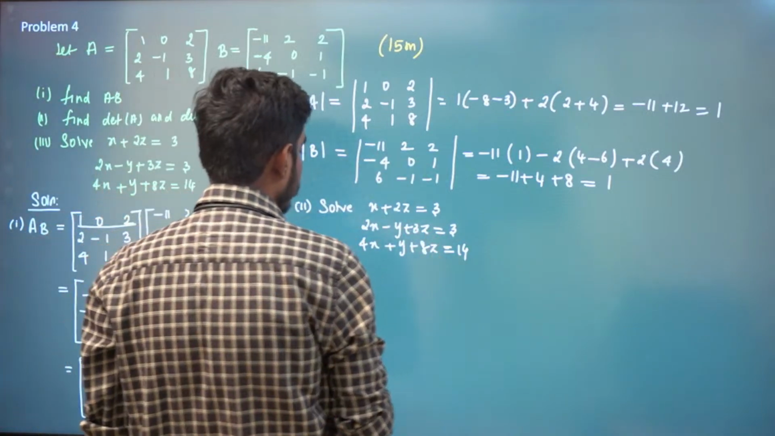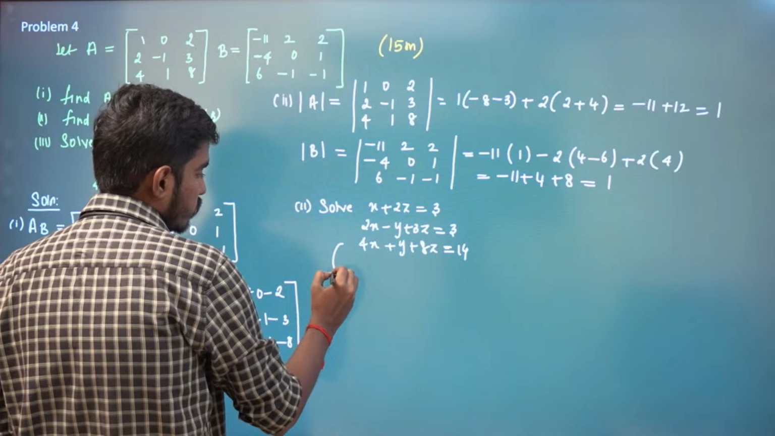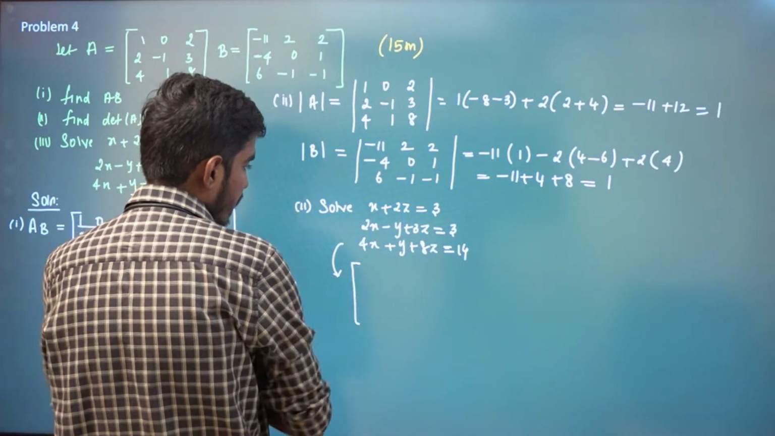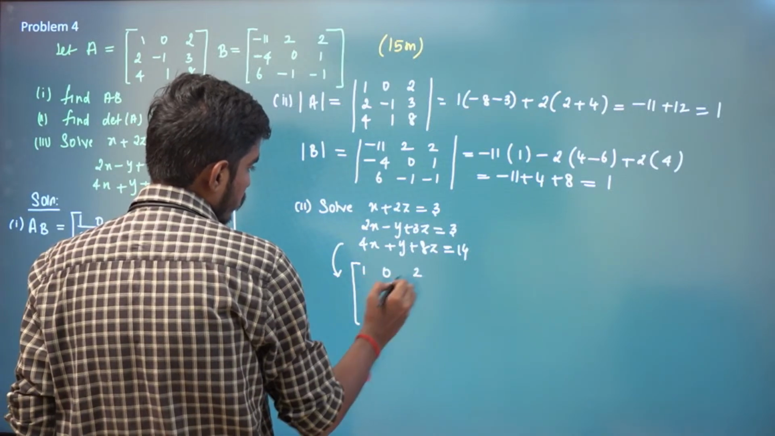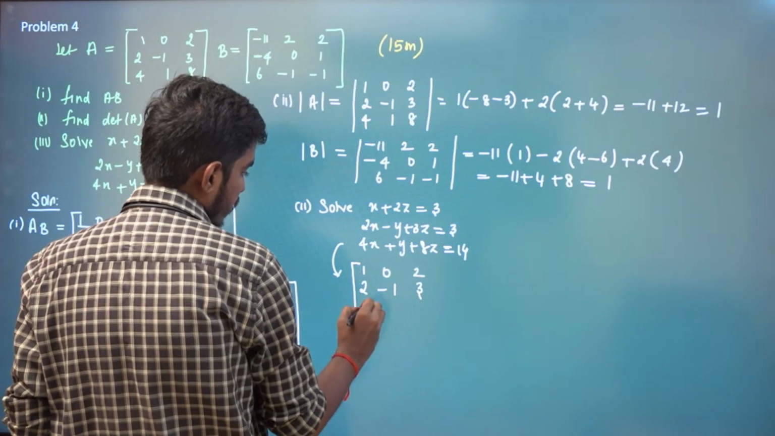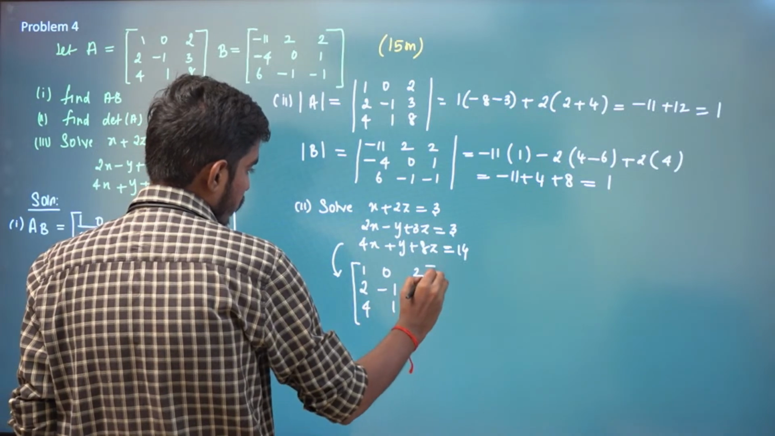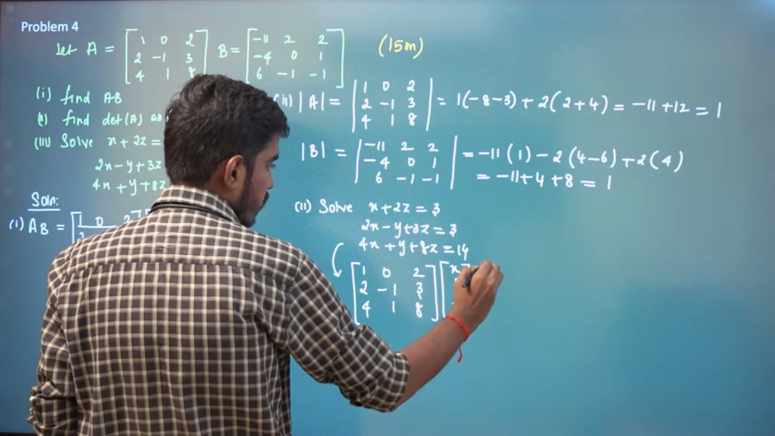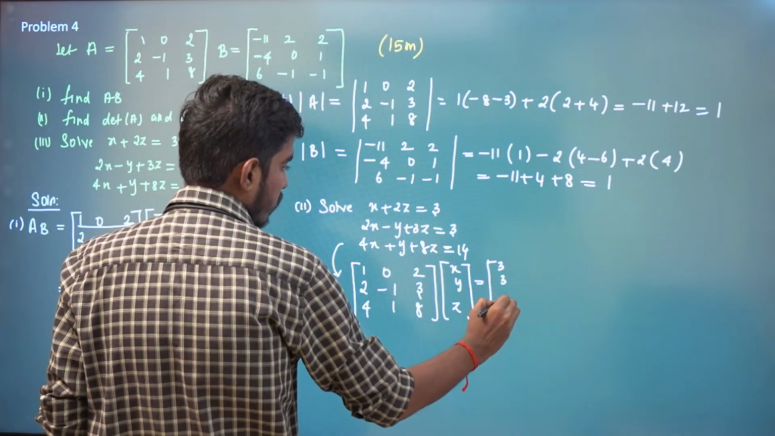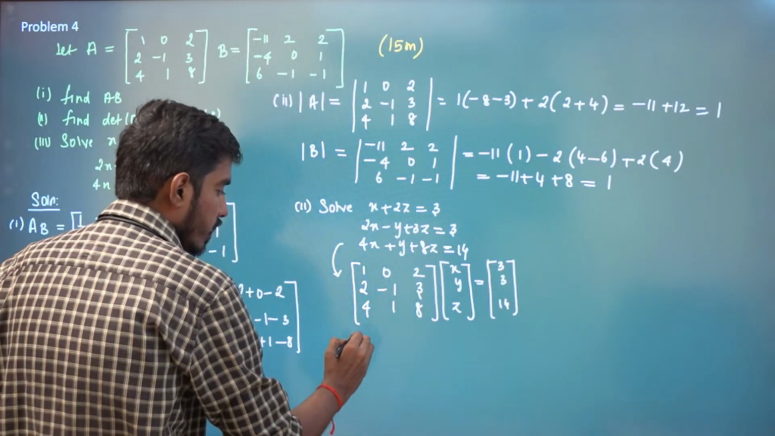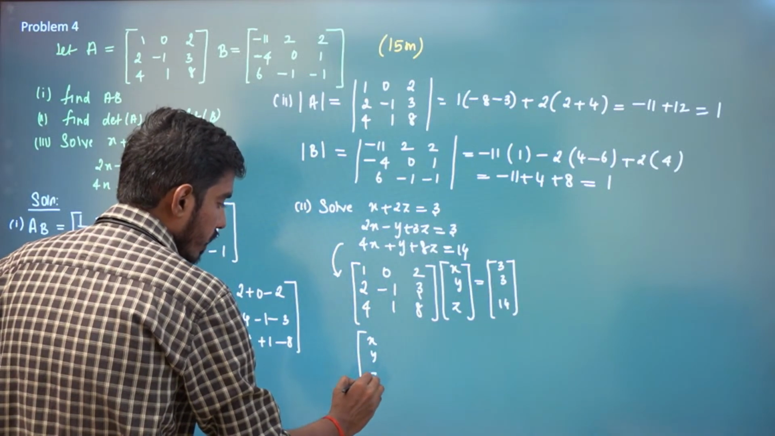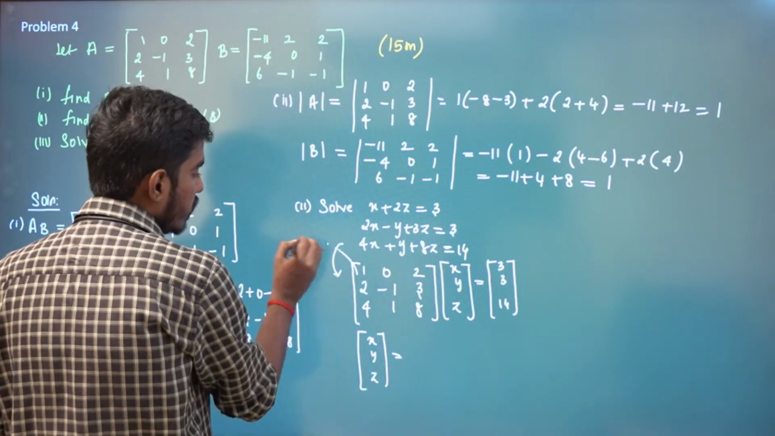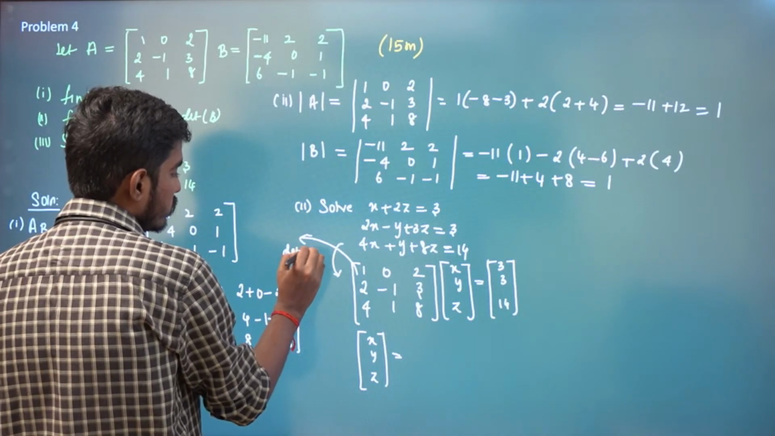So we will solve this by the matrix inversion method. Our corresponding system is AX equal to B, that is 1, 0, 2; 2, minus 1, 3; 4, 1, 8 times (x, y, z) equal to the output vector (3, 3, 14). So your (x, y, z) is given by, see, for this matrix your determinant is not equal to 0.